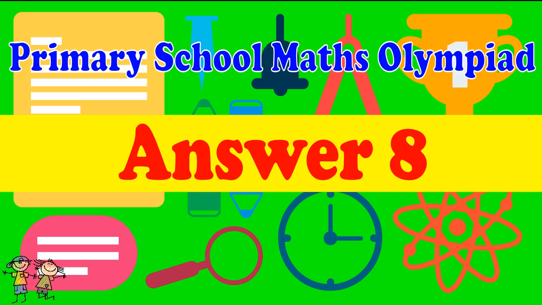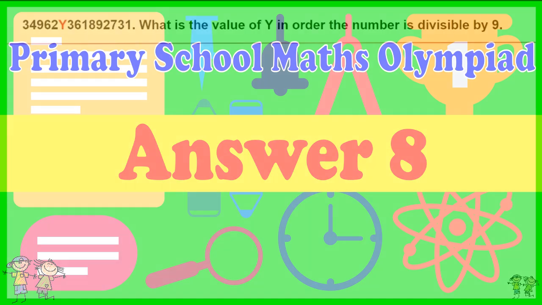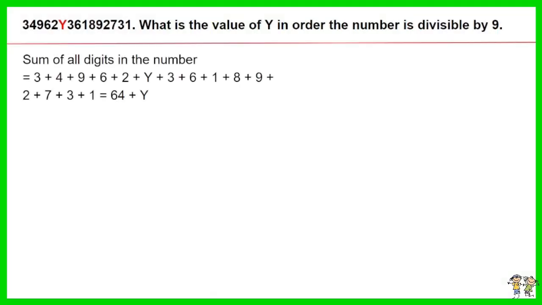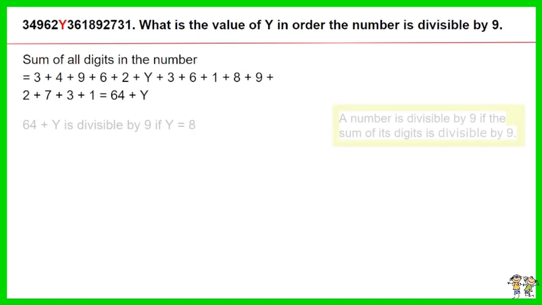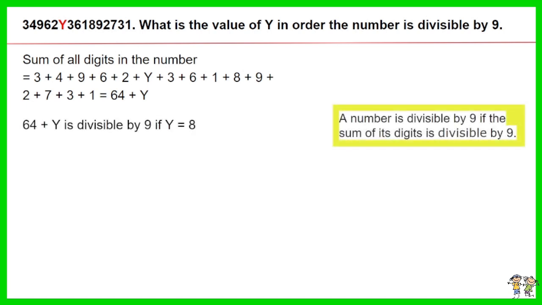Answer for question 8. Sum of all digits in the number equals 64 plus y. Based on the divisibility rules, a number is divisible by 9 if the sum of its digits is divisible by 9. As such, 64 plus y is divisible by 9 if y equals 8. The answer is y equals 8.